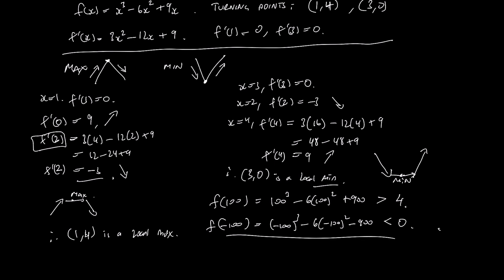So we come to our final answer, which is the same as our previous solution: local max at (1, 4) and local min at (3, 0). All right, let's move on to the next method.